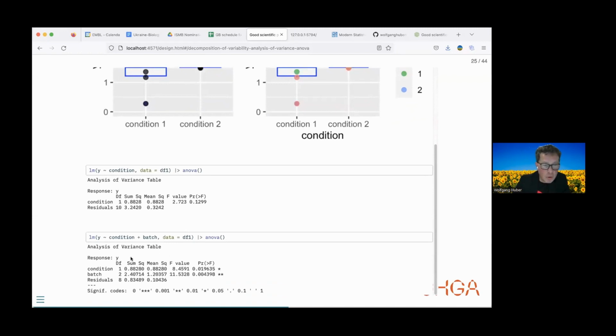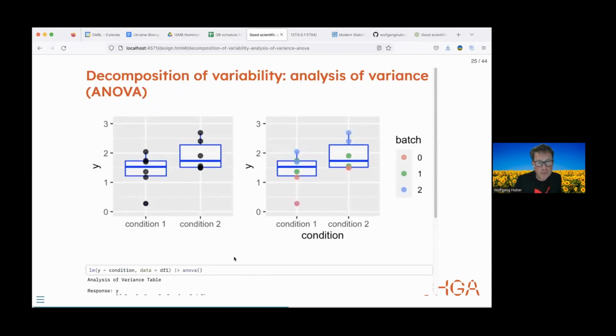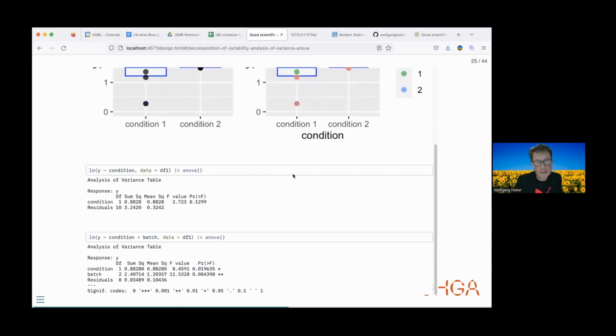If we are able to model this batch effect and include it in our model, so now I'm formulating a 2-way ANOVA on the same data with this additional batch effect, then suddenly we see that this condition effect gets a small p-value, so it becomes significant. That's an example of how taking something that was noise, modeling it and taking it explicitly into account can improve our analysis.